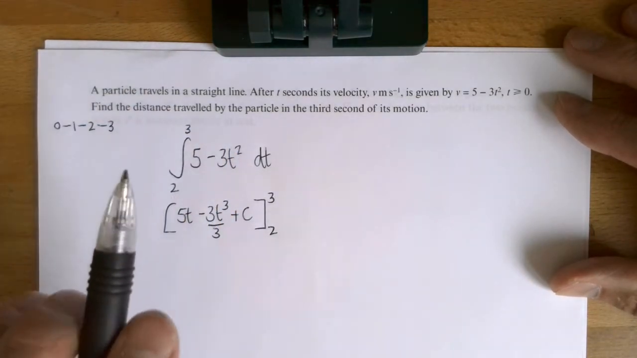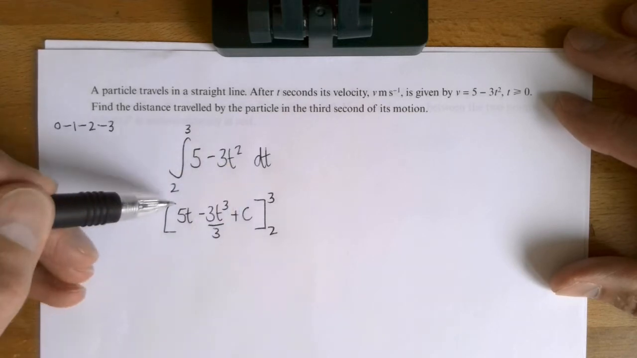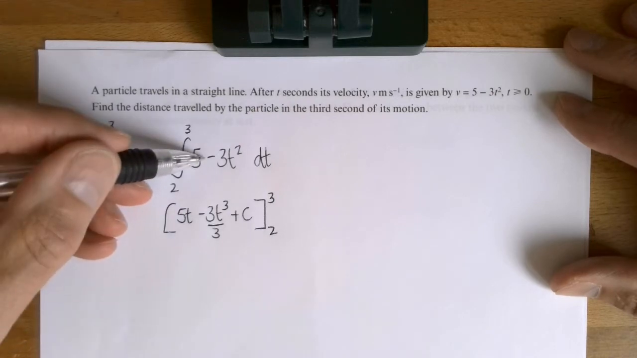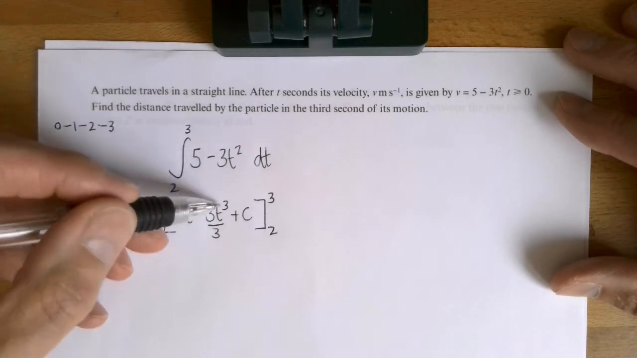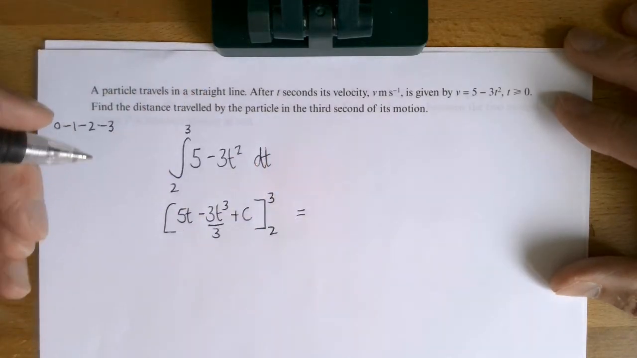So I think it's really important. The curly bracket here, this is what I need to integrate. The square brackets are me saying, now I've integrated it, before and after. Now this can be simplified, can't it? Because 3t cubed divided by 3 is just t cubed.